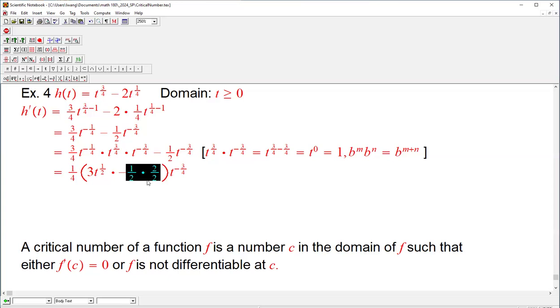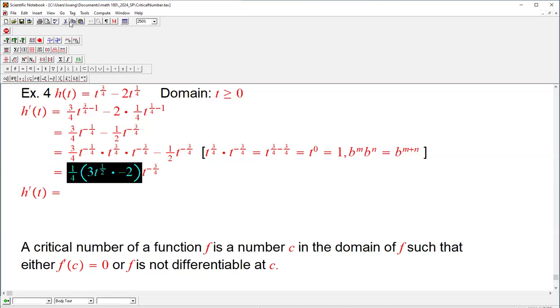And this is out, so this is going to be 2. Anyway, we factored out the quarter with t to the power negative 3/4. And remember, we're looking for critical numbers, and we just got the derivative. We also want to write everything in positive exponents. So now let's see what we got.